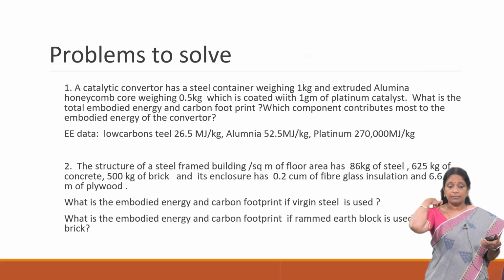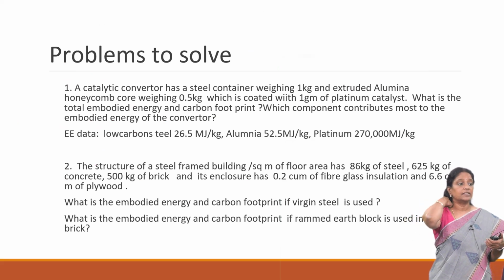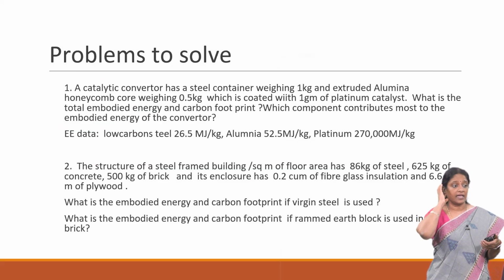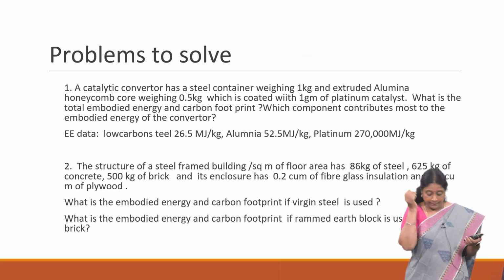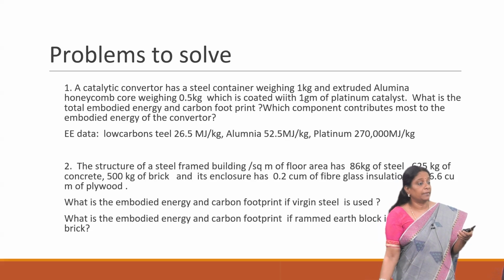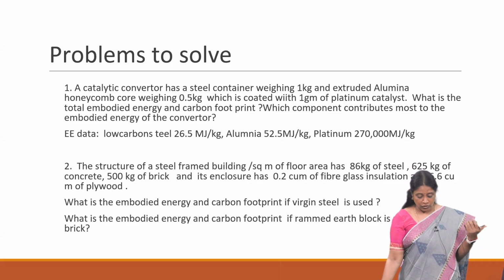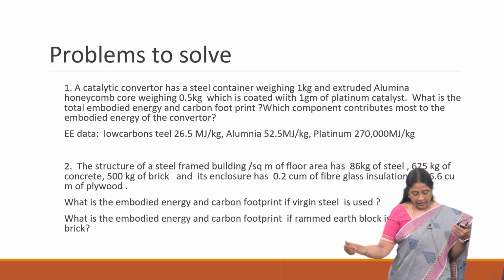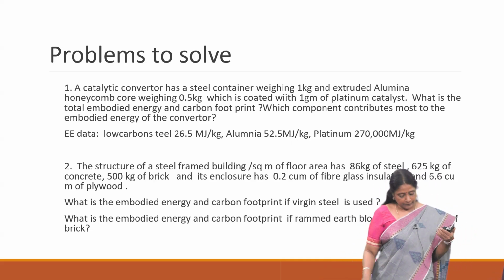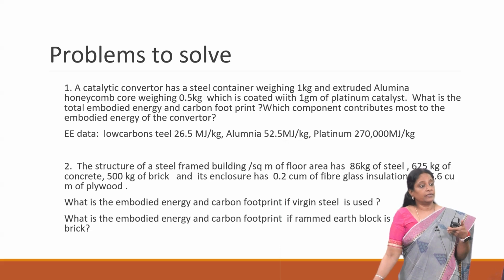But it's basically buildings with a lot of embodied energy. You can actually have huge savings when you are using recycled material within the permissible limits of your building code, right? 86 kg of steel, 625 kg of concrete, and 500 kg of brick. So you can work out, I'll give you data for all the building materials, embodied energy and carbon emission. Maybe you can take it as homework and share it tomorrow when you come back.